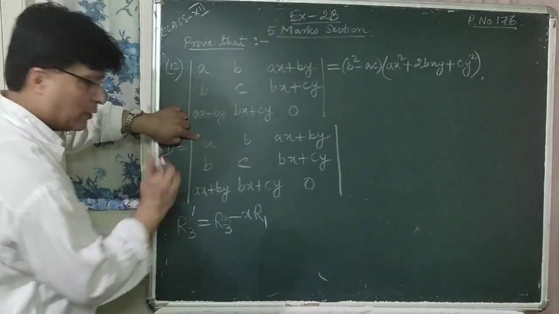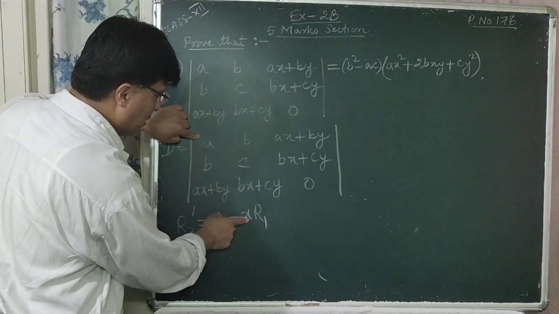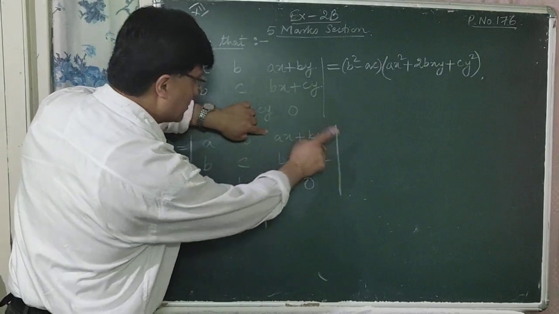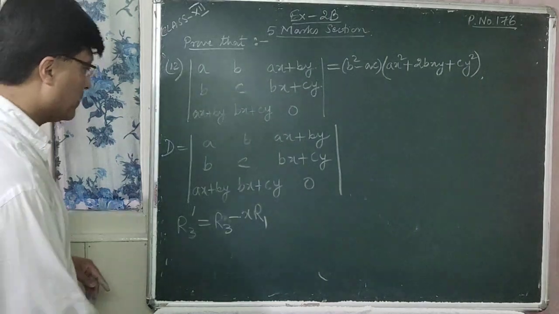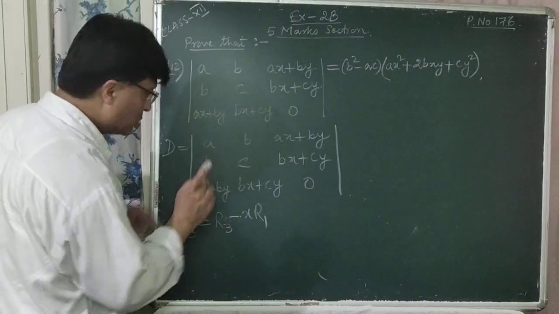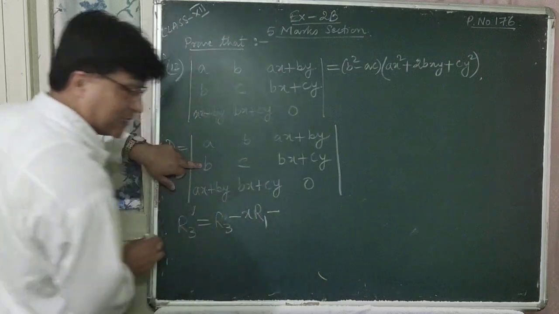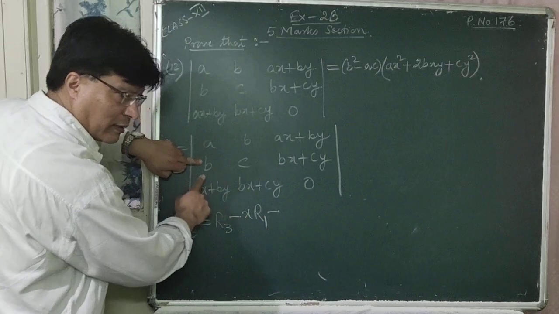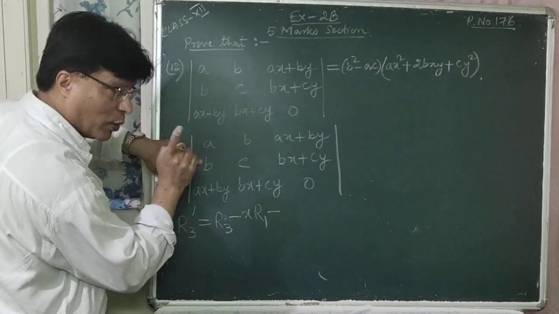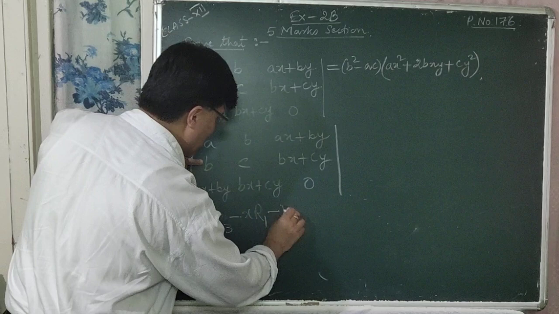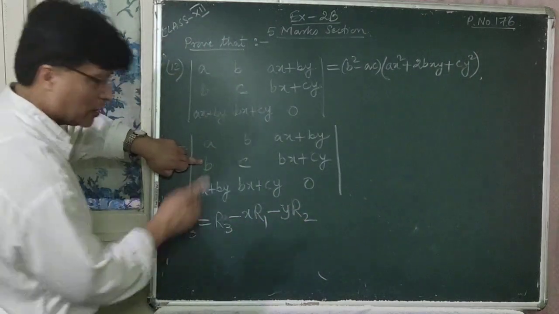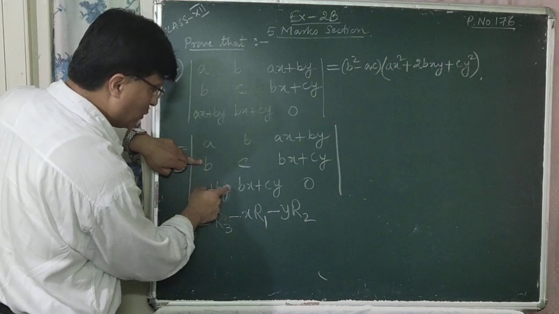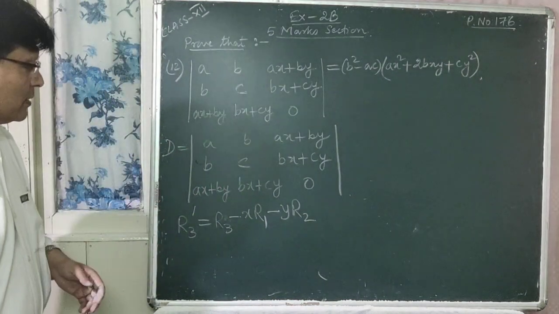XR1. If you write XR1, that means a into x is ax. For this, b into x is bx. For this, ax square plus bxy and so on. Right? And you have to write again minus sign is there. Again you have to subtract this one. But these three terms should be multiplied by what? Y. Okay? Minus y, then you write R2. If you multiply by minus y here, this is minus by, and by minus by will be 0. You can cancel them. Is that clear?